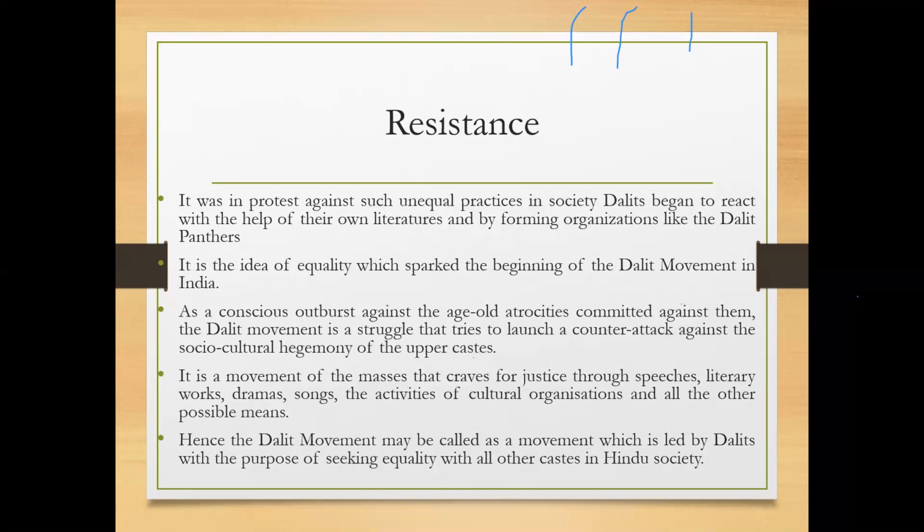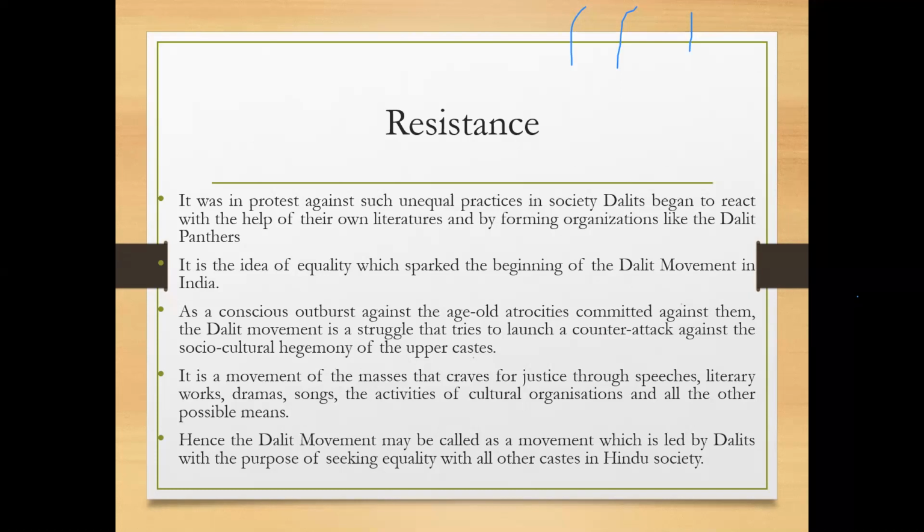As a conscious outburst against the age-old atrocities committed against them, the Dalit movement is a struggle that tries to launch a counterattack against the socio-cultural hegemony of the upper castes. It is a movement of the masses that craves for justice through speeches, literary works, drama, songs, the activities of cultural organizations, and all the possible means. Hence, the Dalit movement may be called a movement which is led by Dalits with the purpose of seeking equality with all other castes in Hindu society.